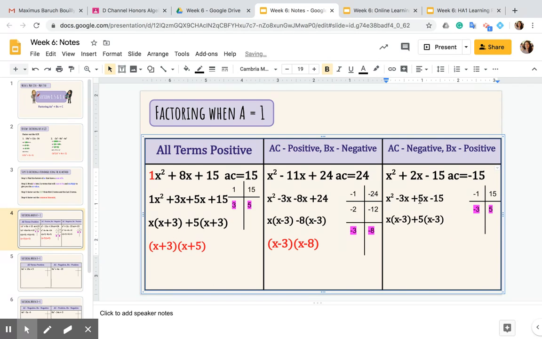I have a common binomial of x minus 3. And then the second binomial, which is touching, I simply put the two things that common binomial was touching, which is x plus 5. Here is my final answer, and it is in factored form.